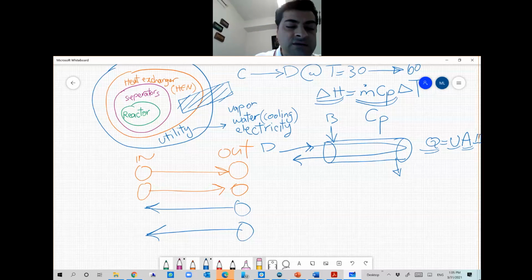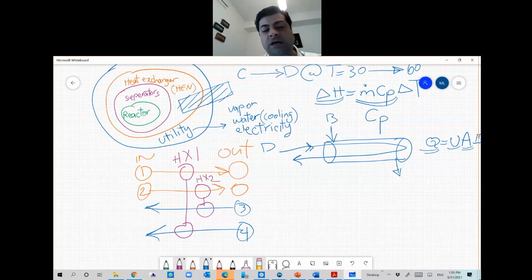you design heat exchangers. For example, you say this is stream 1, stream 2, you have a stream 3, and a stream 4. Then you say, for example, one heat exchanger is required to match stream 1 and stream 4, and you call it heat exchanger 1. And you have one heat exchanger to match stream 2 to stream 3, you call it heat exchanger 2.